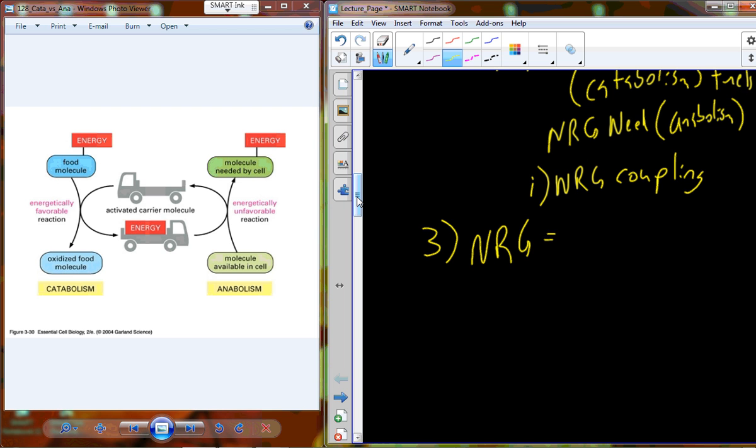So what exactly is energy? We've talked a little bit about energy. Now let's really put down a definition for energy. The definition that I'm going to work from, energy is going to be the capacity to do work. The capacity to do work.